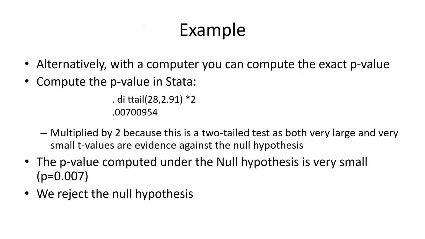And because we have these two areas on the left and on the right of the probability distribution, we have to multiply by 2. And the function here, the one in Stata or also the one in R, only gives you one of those areas. So we have to multiply by 2. The p-value that comes out here is 0.007, still pretty small, and we reject the hypothesis.